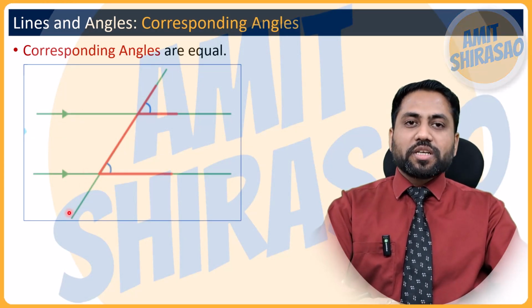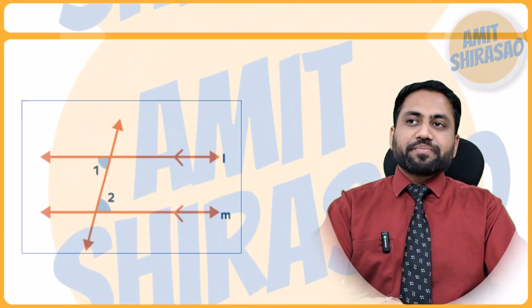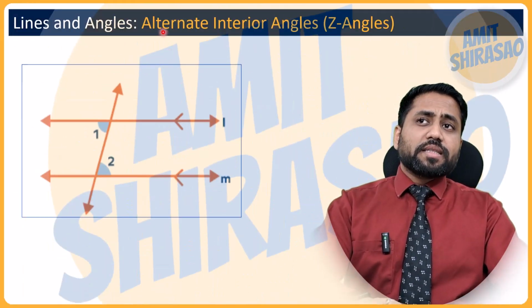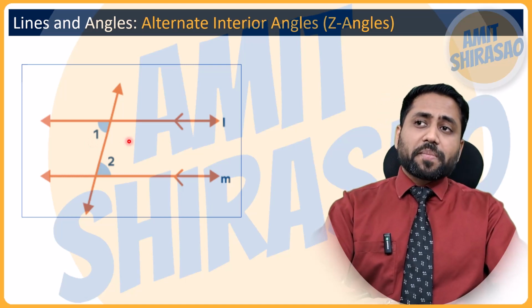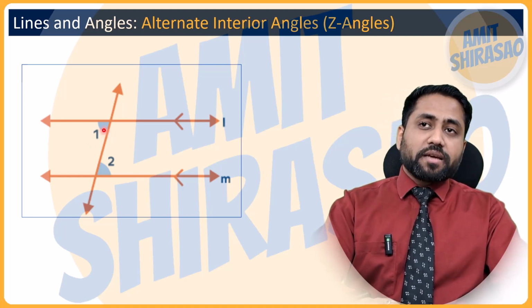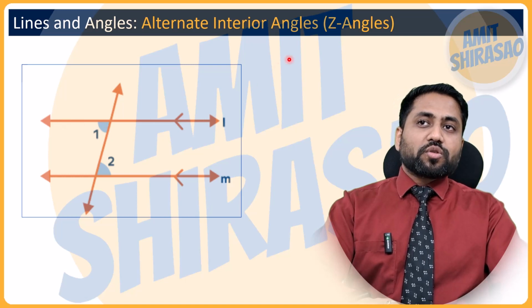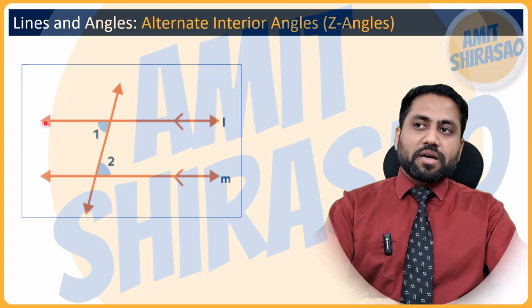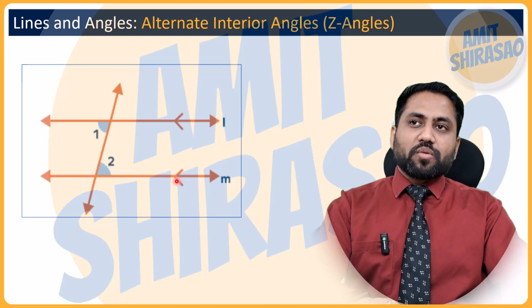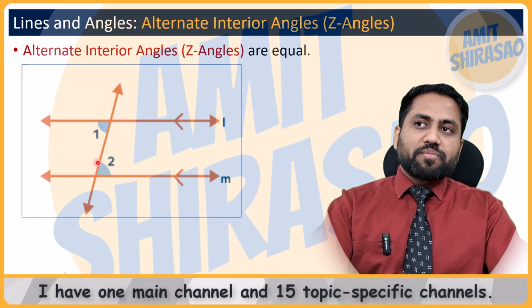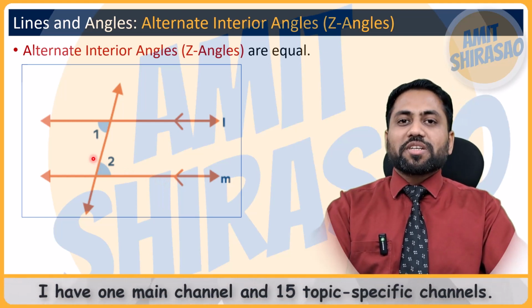Okay, so all the corresponding angles are equal to each other. Then alternate interior angles. Remember this word, we are going to use this word again. Alternate interior angles, or they are also called Z angles, are equal. So what are interior angles and what are exterior angles?